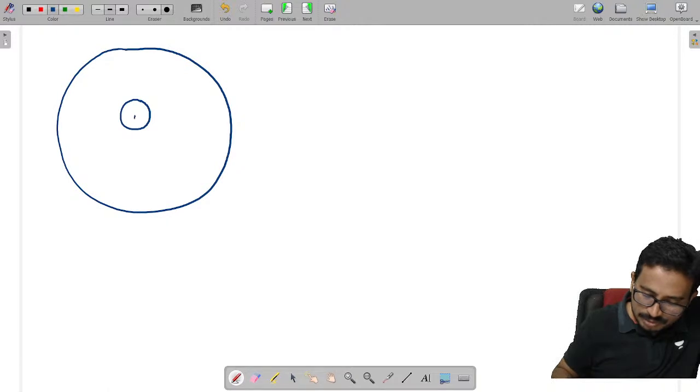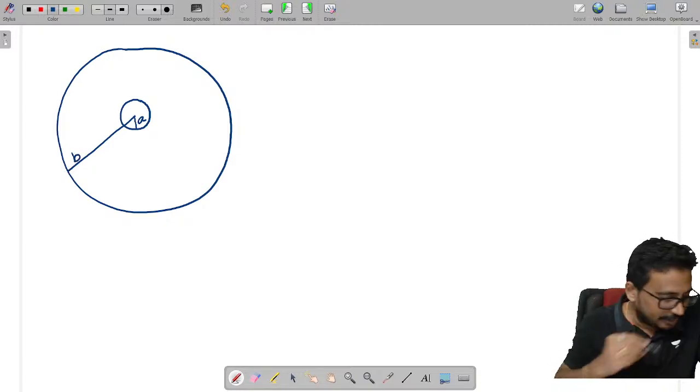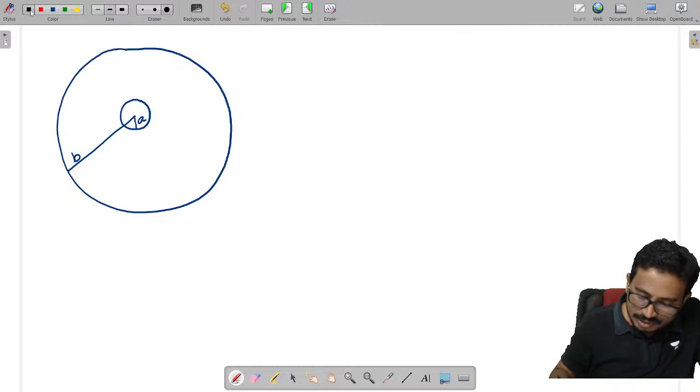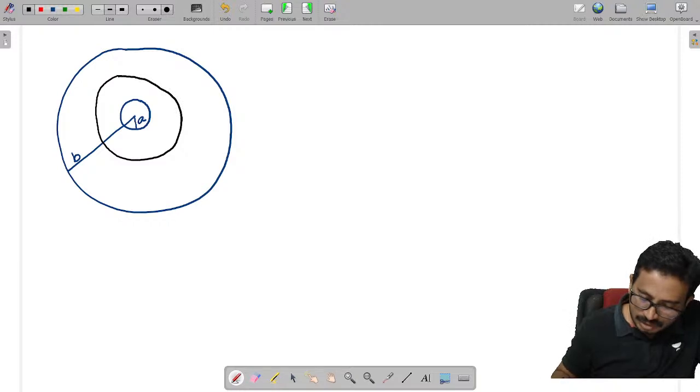And this is the outer sphere. A is the inner radius and B is the outer radius we have. Okay, what I did here, in the middle, we have taken some certain radius. So from here to here, this radius, let us call it C.